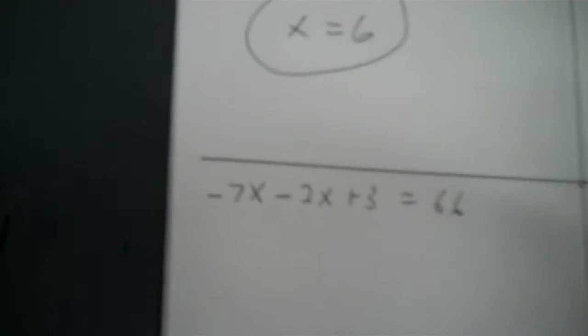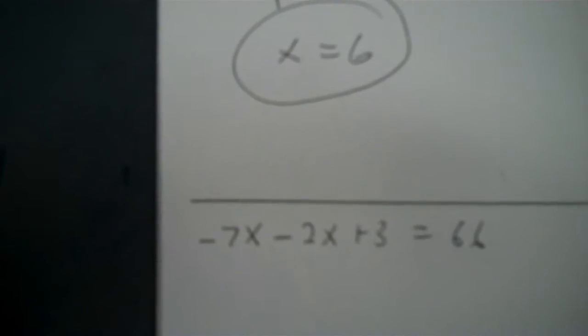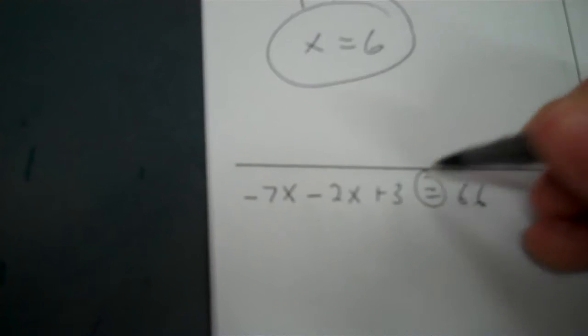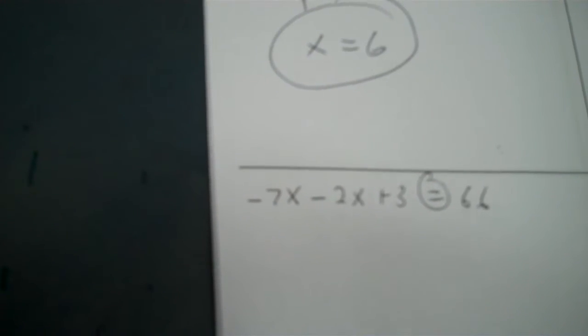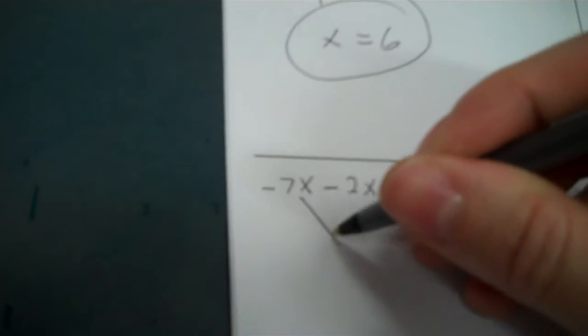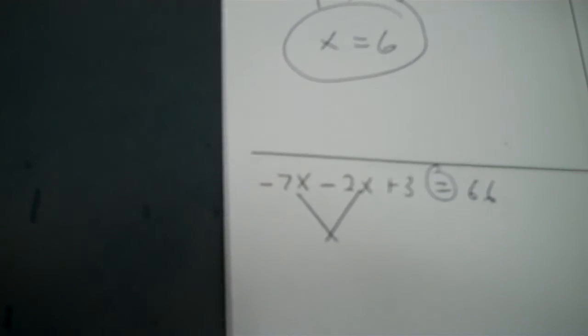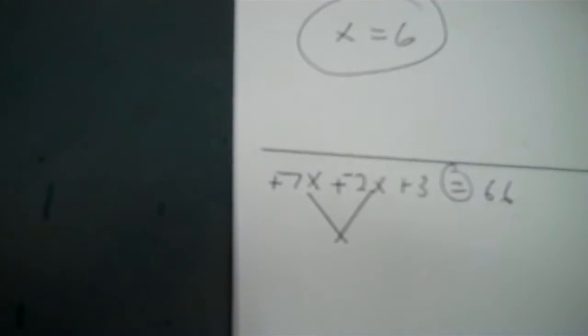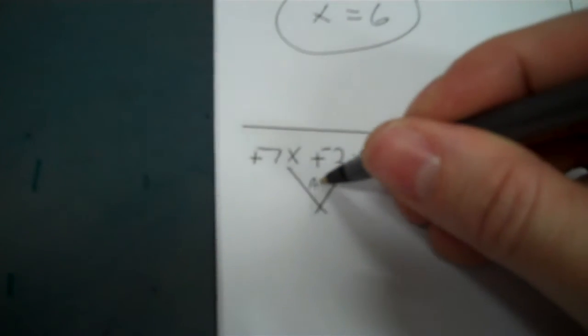Okay, next problem. Negative 7x minus 2x plus 3 equals 66. Remember, all these problems you're trying to find what the x equals. Now, the wall can't go up yet because there's 2 x's. They're on the same side, okay? So you're going to make your v. Now, when you make your v, again, go plus negative. All those make plus negative. Your v means you add those numbers.